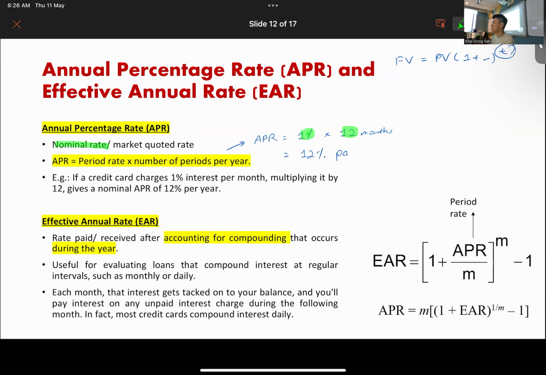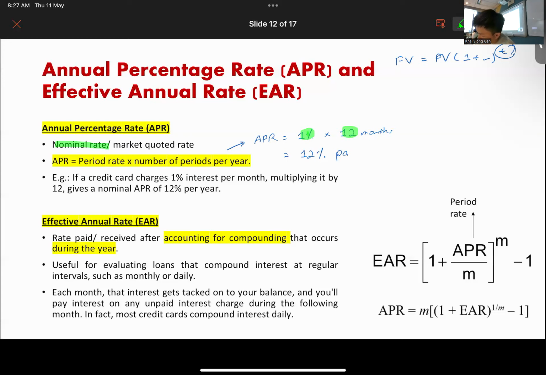The reason why it is still shown on the market, the reason why this is the rate that the bank shows, is because if the bank were to show you the effective annual rate, no one could understand that. What we are going to learn later on is the more accurate measure of the interest rate. But not everyone knows how to calculate EAR, not everyone knows the meaning behind it. So therefore, for simplicity, what is being provided by the market or bank is actually APR. APR works like this, 12% per annum. But this is very inaccurate.